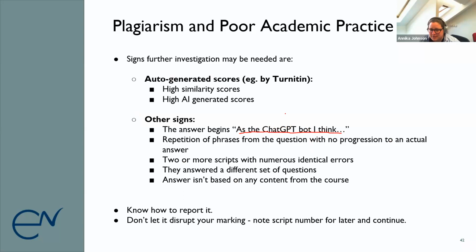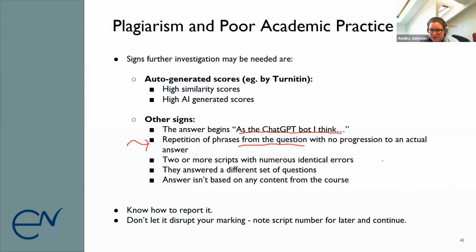In my institution, people have actually been given 0 if it's that clear, or they actually talk about having used ChatGPT. But that is going to vary. Other things that might be signs but not proof of plagiarism or use of chatbots that weren't allowed are things like repetition of phrases from the question with no progression to an actual answer. The trouble is this is also something that you might just see in a genuinely poor answer that somebody's generated themselves, and that's where the difficulty for the institution comes in.